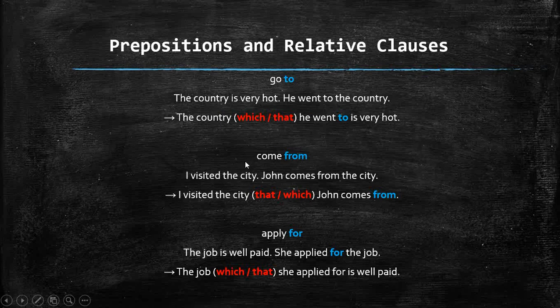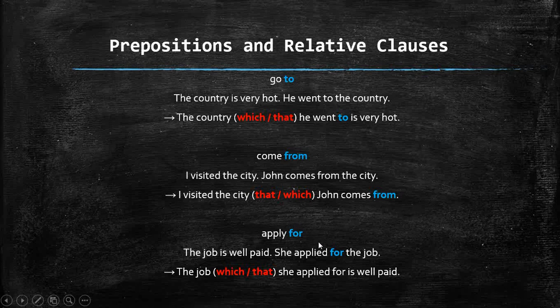With come from, we have these two sentences. I visited the city and John comes from the city. If we join them, we have: I visited the city that John comes from. Always the preposition at the end, at the final part of the sentence.